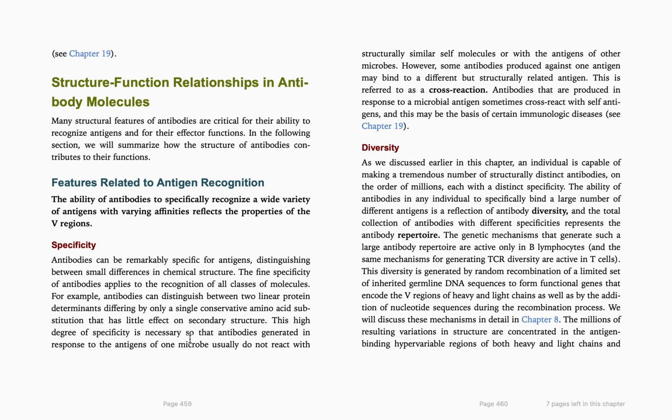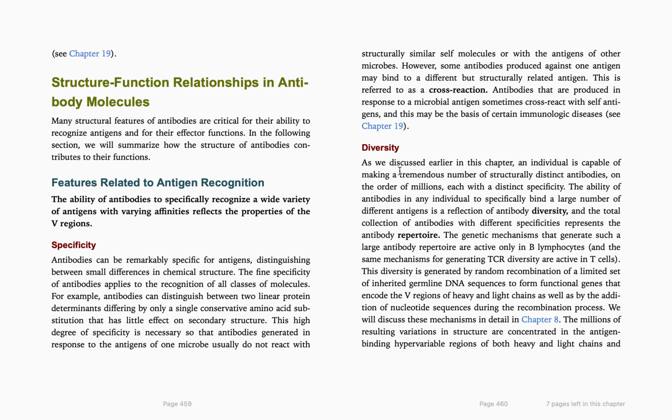This high degree of specificity is necessary so that antibody generated in response to an antigen of one microbe usually does not react with structurally similar self molecules or the antigens of other microbes. However, some antibody produced against one antigen may bind to different but structurally related antigens. This is referred to as cross-reaction. Antibodies produced in response to microbial antigens sometimes cross-react with self antigens, and this may be the basis of certain diseases, as you will see in Chapter 19.